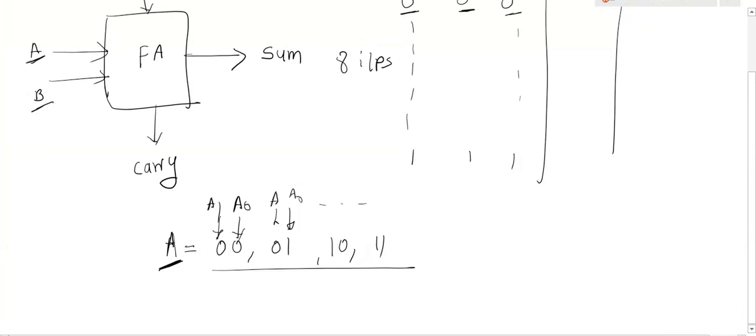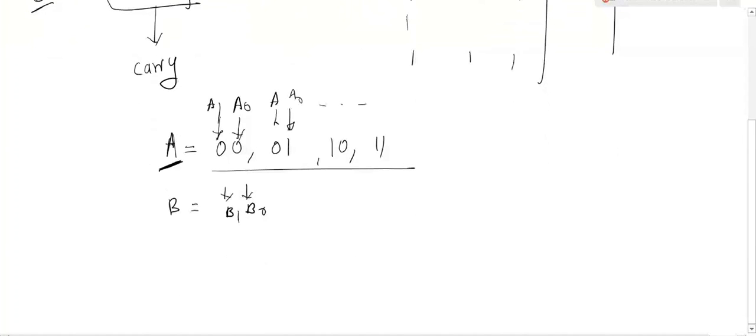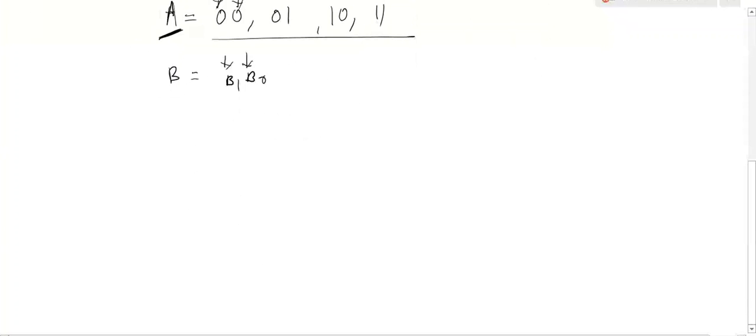Similarly for the variable B, when I consider a 2-bit value, B can be either 0 0, 1 0 or 1 1. So the inputs will be B0 and B1. Now when I want to perform the addition of variables which are 2 bits in size, at that time I can use the full adder like this.